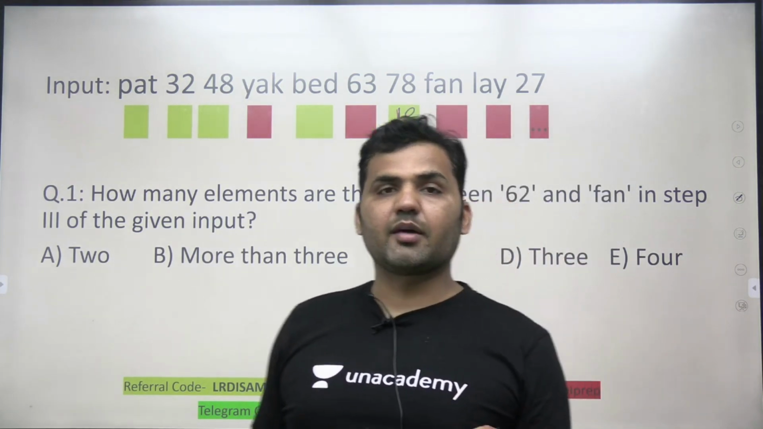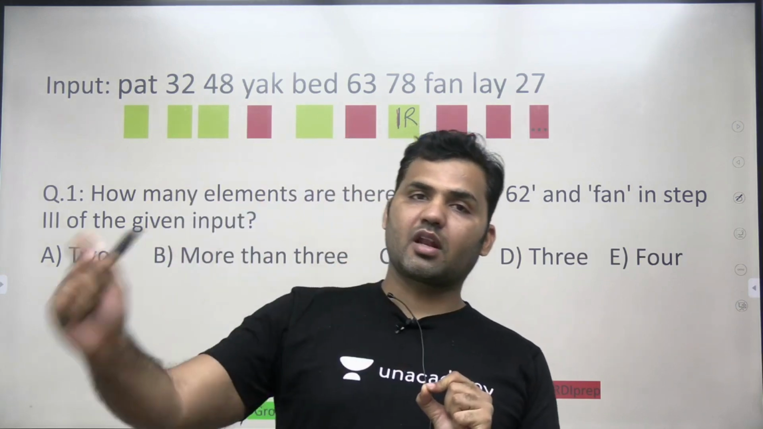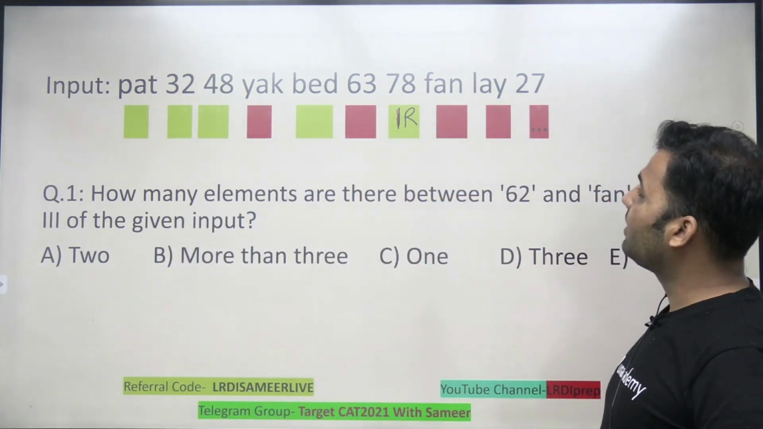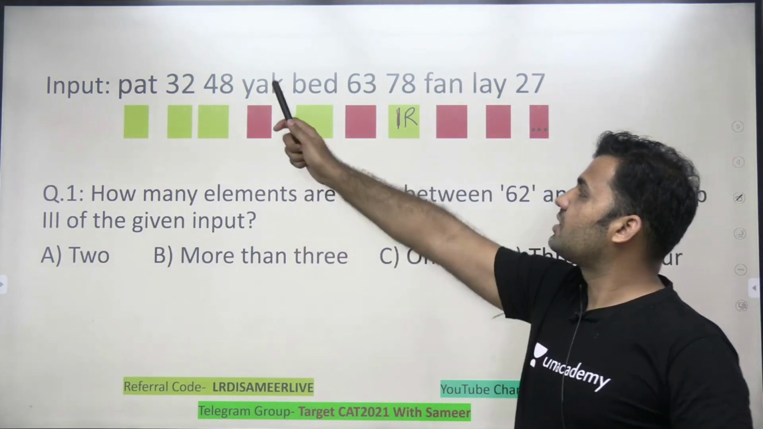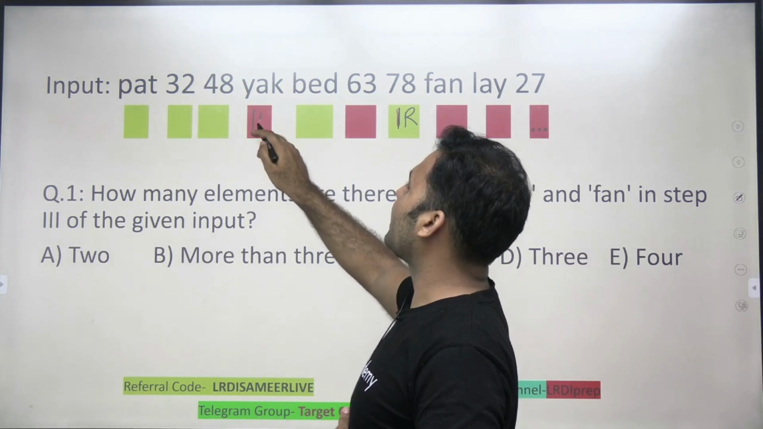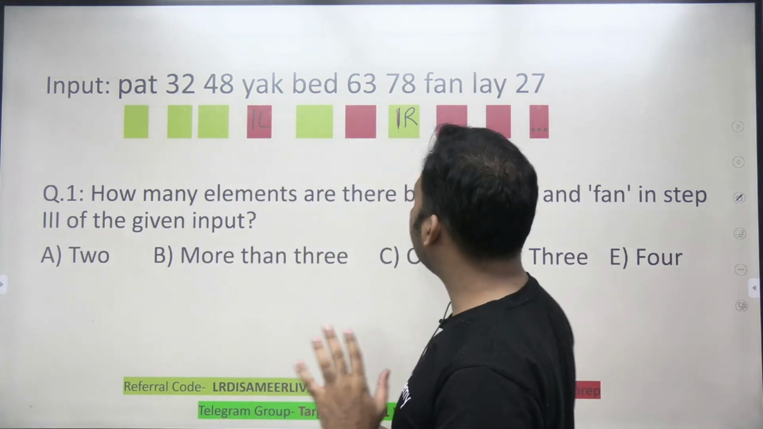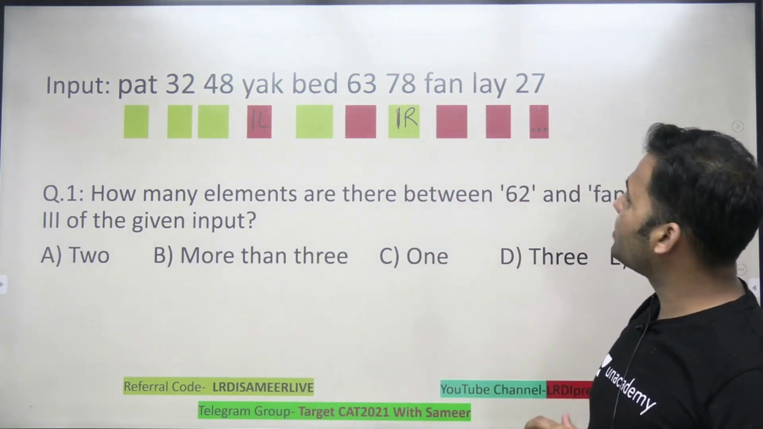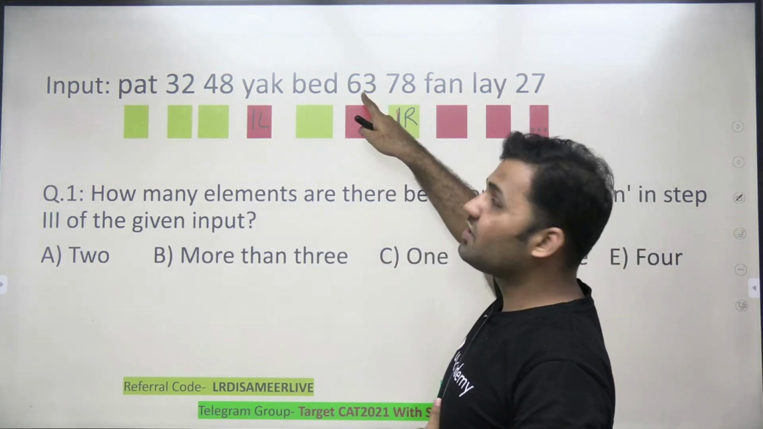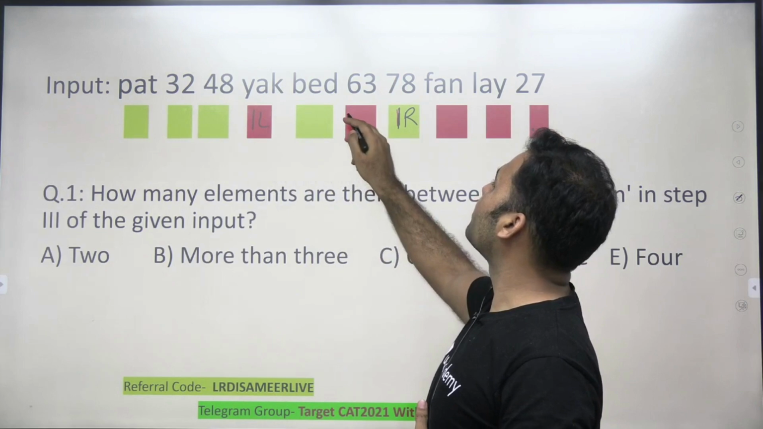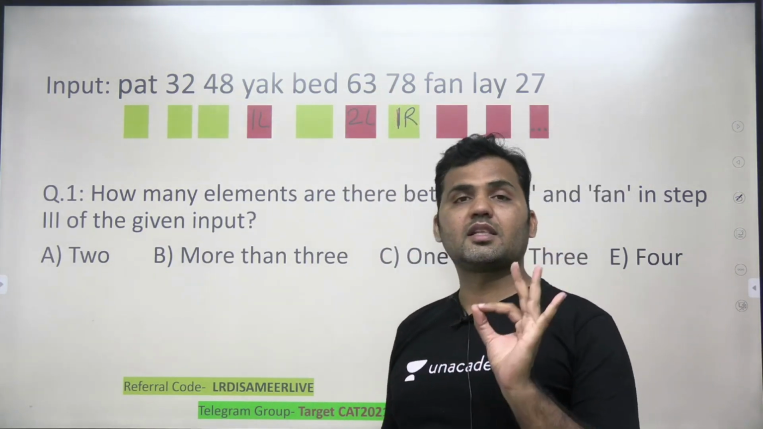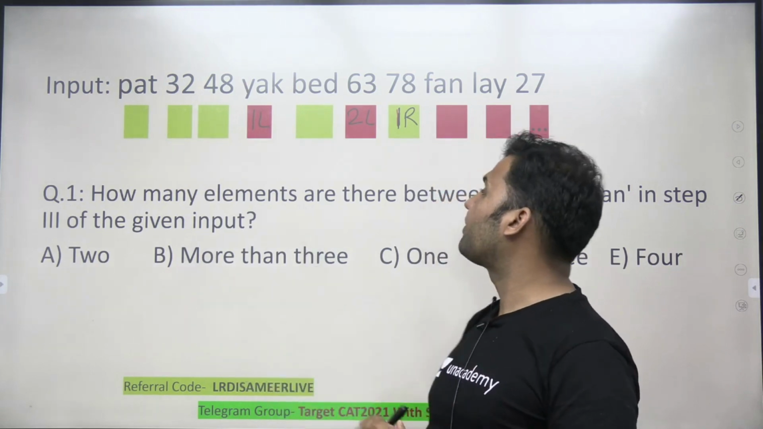Because in the first step, this element will be taken on the rightmost position, right? And then the largest alphabet is this one, so this will be taken on the left hand side. So I'll rank it as 1L. After that, the second largest number is 63. So therefore, this in the second step will be taken on the left hand side. So I'll rank this number as 2L. That means in the second step, this will be taken on the left hand side.